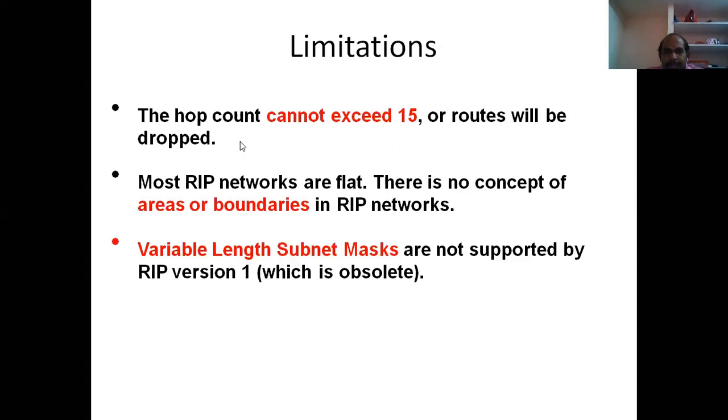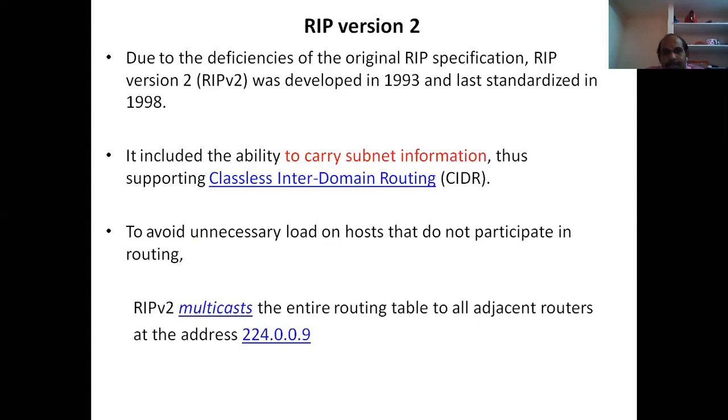And these are the limitations of RIP. The hop count cannot exceed 15, otherwise the packets will be dropped. And RIP networks are very flat. It won't be applied across other boundaries, like exterior networks. And there is no support for VLSM. So these are some of the limitations of version 1.